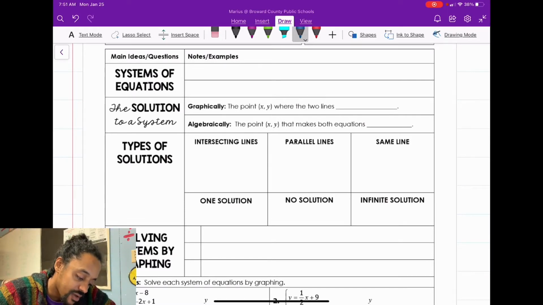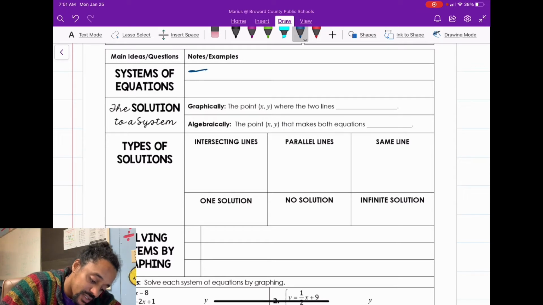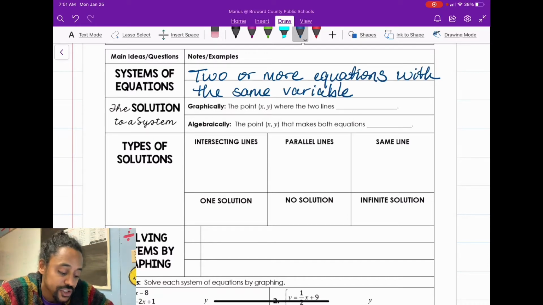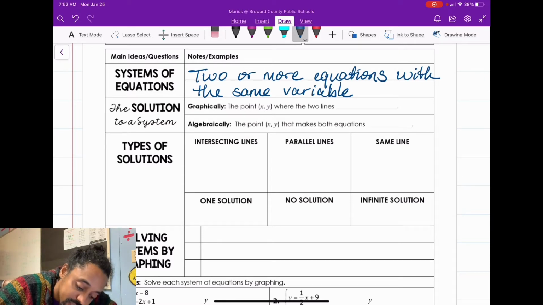First of all, we're doing our systems of equations. So what exactly is a system of equations? It is two or more equations with the same variable. Now, the solutions of a system, there are two different ways you can do this. You can get the solution by graphing, or you can get it by actually working out the math, which we call algebraically. So, if you do it graphically, it's the point x, y where the two lines intersect.